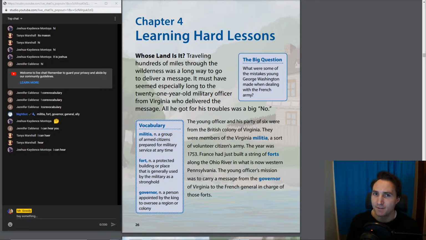And I think you guys probably know what a fort is. If you're like me, you probably have built blanket forts or built forts outside. But let's look at the definition, which is a protected building or place that is generally used by the military as a stronghold.